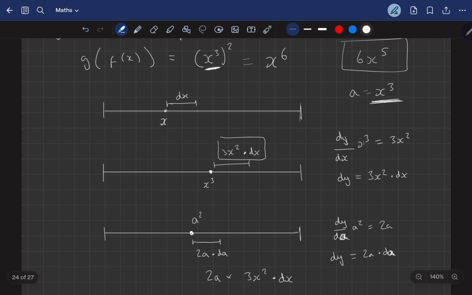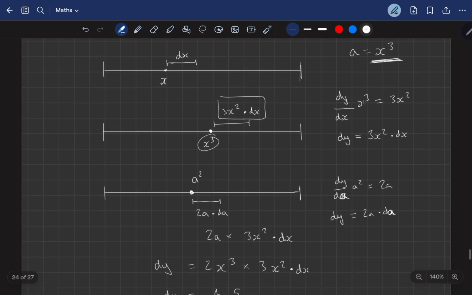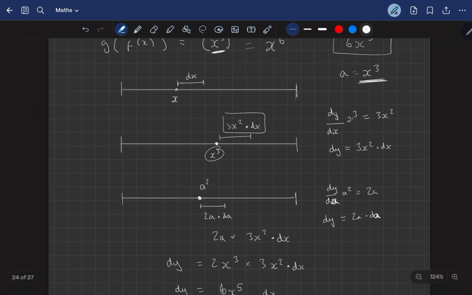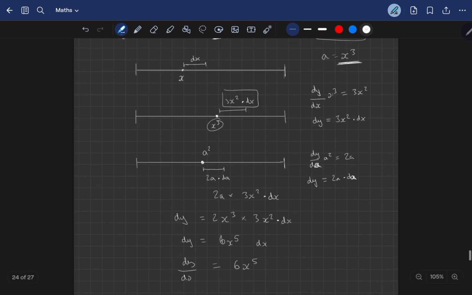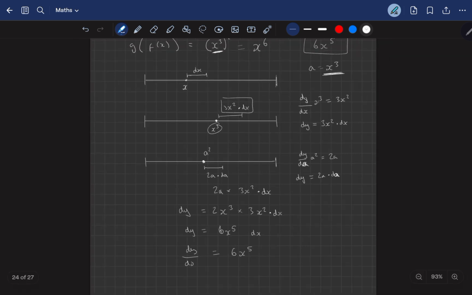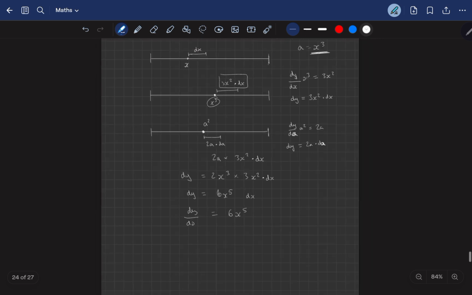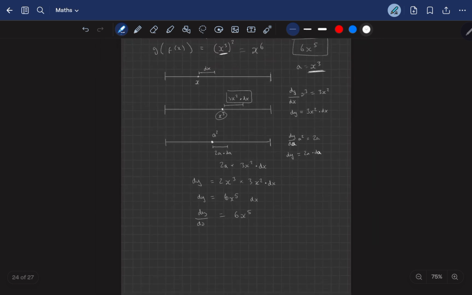So what is the change in the input of the function? The change in the input is the change of x cubed, because a is the input and a is equal to x cubed. And this change is 3x squared dx. So I've substituted that into dA. So we have 2a times 3x squared times dx. And 2a is just 2 times x cubed. I multiplied that out and got dy by dx. Now this idea will work for any two functions. And what it really is, it's just the two derivatives times each other.